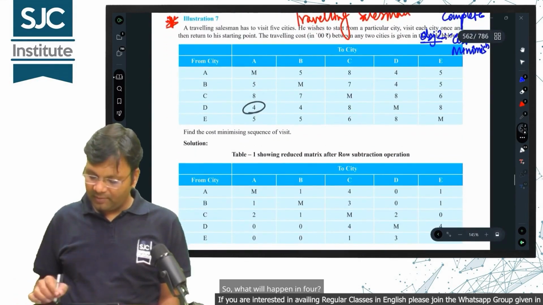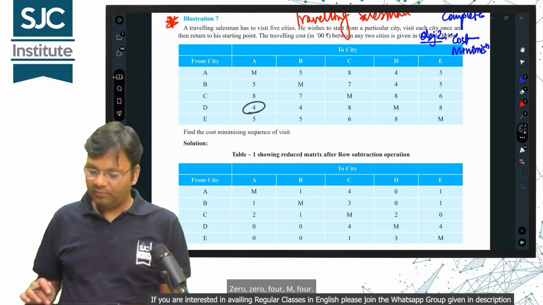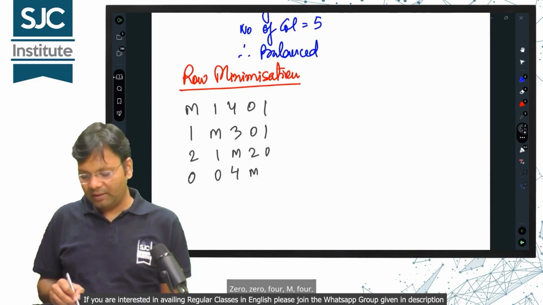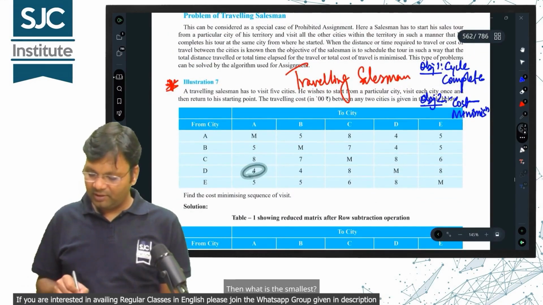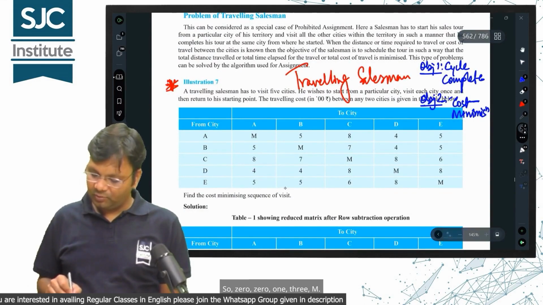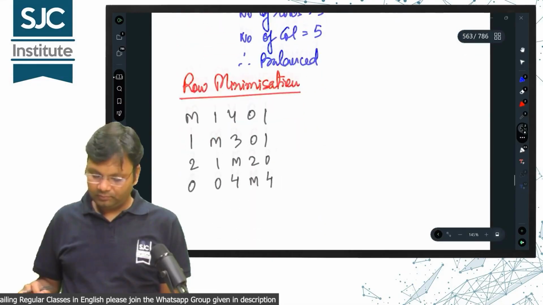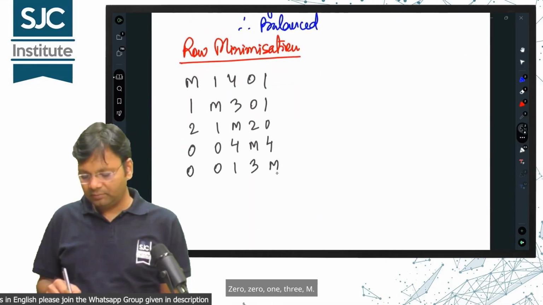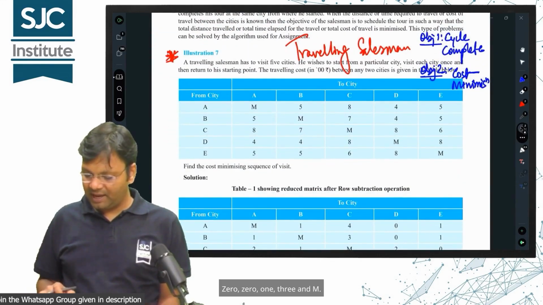So, what will happen in 4? It becomes 0, 0, 4, M, 4. Then what is the smallest? 5. So, 0, 0, 1, 3, M.